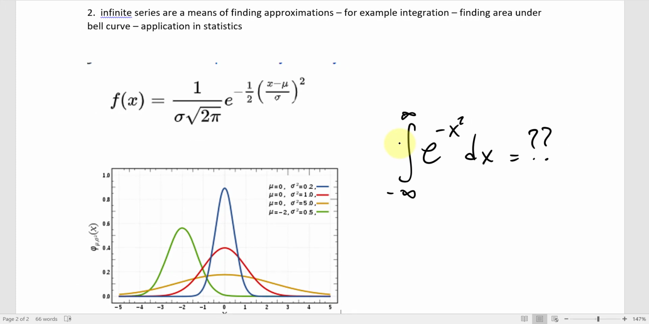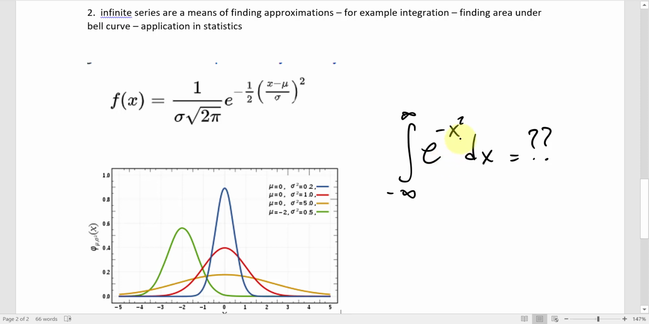And then another place I just want to talk about is how infinite series provide a way to find approximations. And a perfect real-life application of that is in finding the area under the bell curve. That bell curve, in its most general form, looks like this, but even just simplifying it to a form like this is something in Calc 2 that we will, I hope, at the very end, get an antiderivative for with an infinite series.